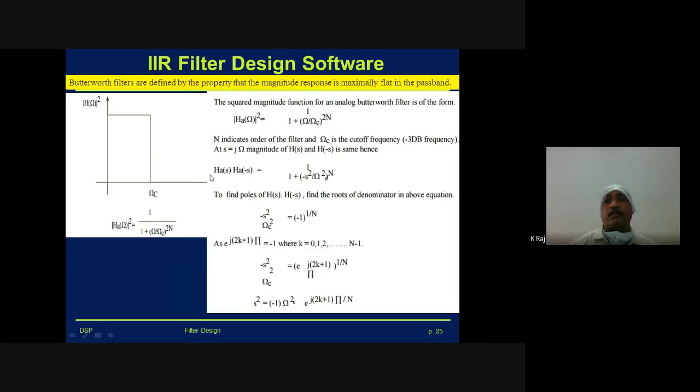A means analog here. We are using HA(s), that is the transfer function of the analog filter here. And this will be described as 1 upon 1 plus (-s square upon omega c square) whole power n. If we find the roots of the denominator term, we will find that -s square upon omega c square becomes (-1) to the power 1 by n. And after some manipulation, we get s square equal to (-1) to the power 1 by n multiplied by omega c square, then e to the power j(2k+1)pi by n. This is the value of s square.